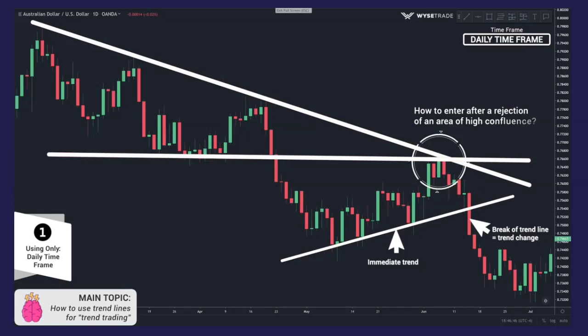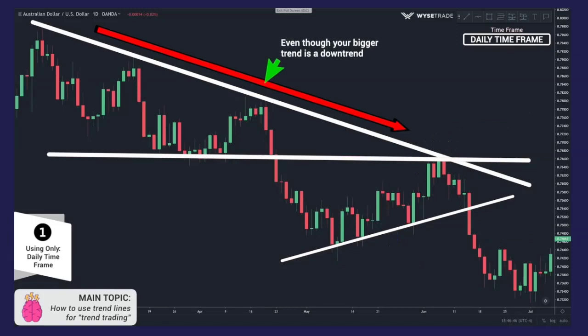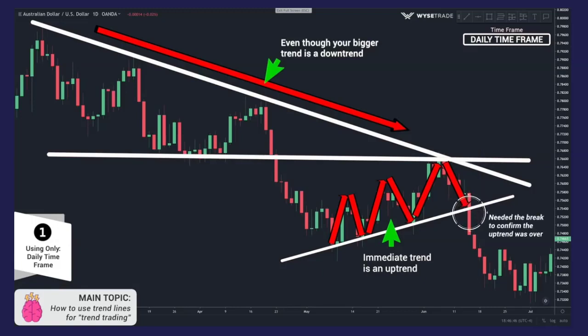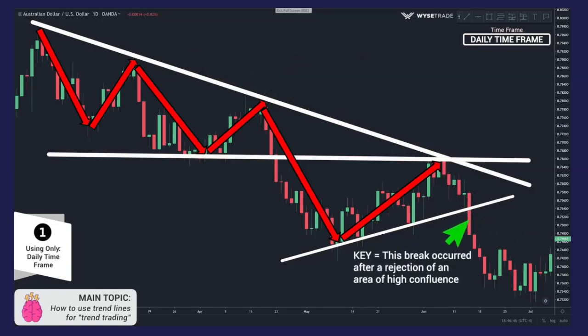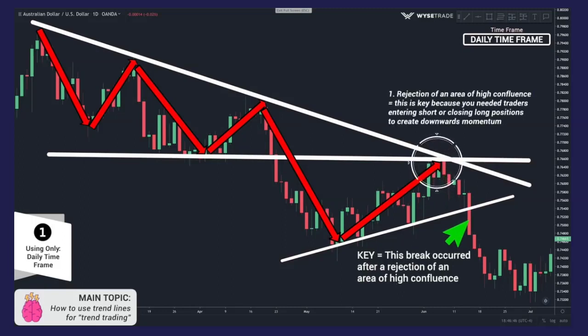This is a very important concept to understand because even though your bigger trend is a downtrend, your immediate trend is an uptrend, and the moving uptrend can continue and break right through and trigger a larger trend change. This is why it was so important for the short-term trend to be over through the trendline break so that the bigger trend can continue. Now, the most important point here is that the break of the short-term trend line occurred after the rejection and bounce from an area of high confluence, or else you would have just had a short-term trendline break and nothing else.